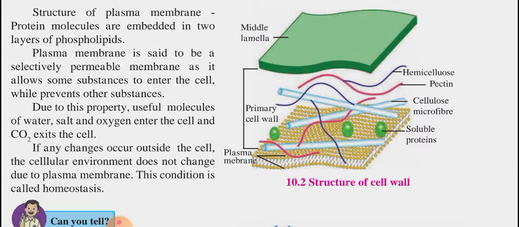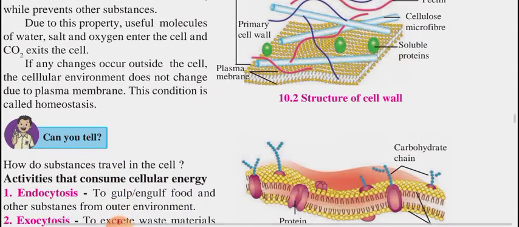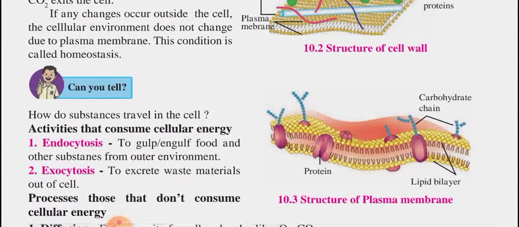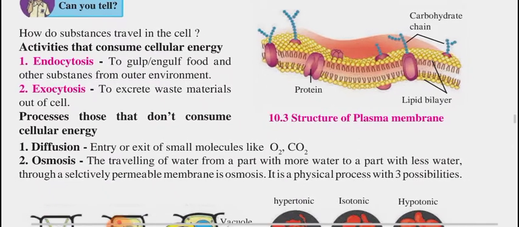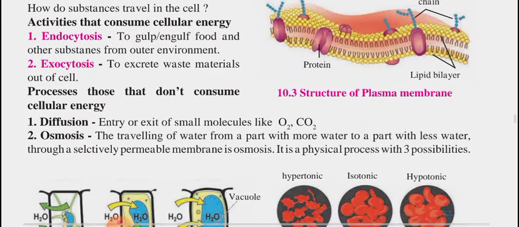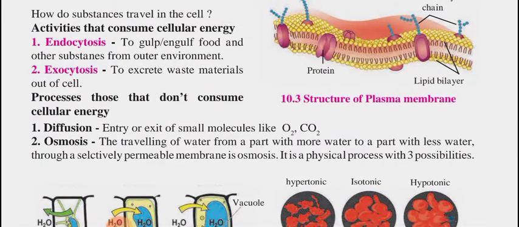Okay, if any changes occur outside the cell, the cellular environment does not change due to plasma membranes. This condition is called homeostasis. Means if the skin is getting harmed, then whatever the harm is there, it gets fulfilled. So the outer side of the environment will not affect it.